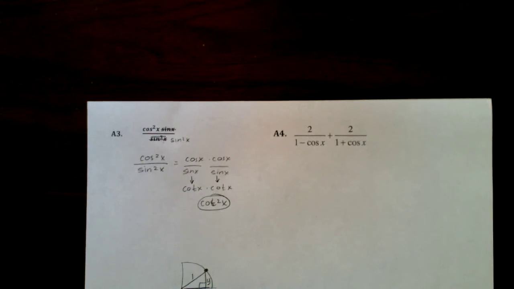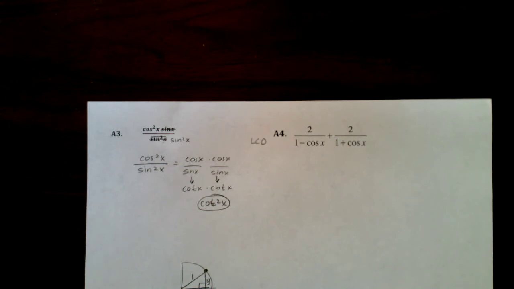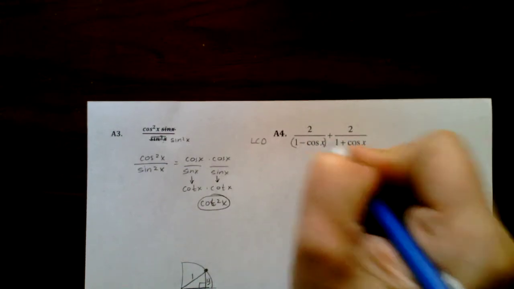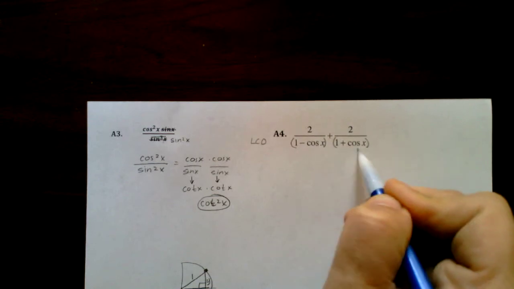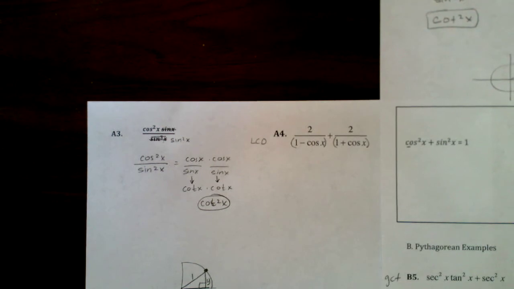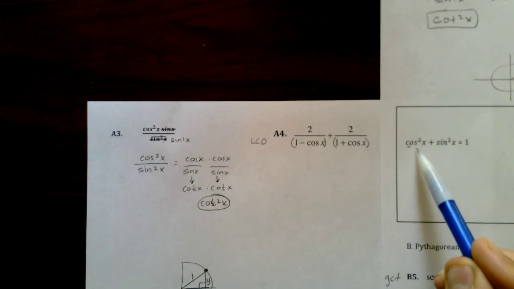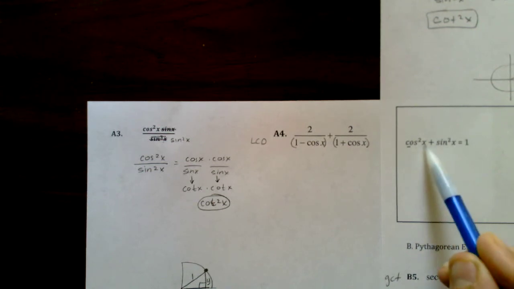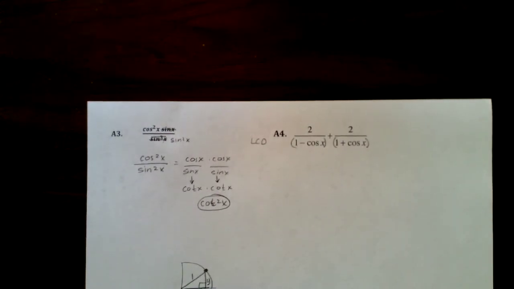In my next example, where I have 2 fractions being added together, this is an example of what we're going to call an LCD. All right? My LCD is going to be 1 minus cosine x and 1 plus cosine x. Okay? Now, these do not involve Pythagorean identities. Okay? And let me just quickly refer back to those for a moment. So if I go back to my original Pythagorean identity, do you notice that I do not have just cosine and sine? They have to be squared. These are not squared at this time. So these will not involve Pythagorean identity.